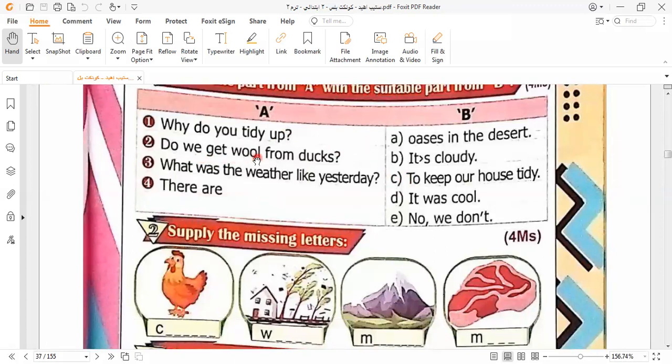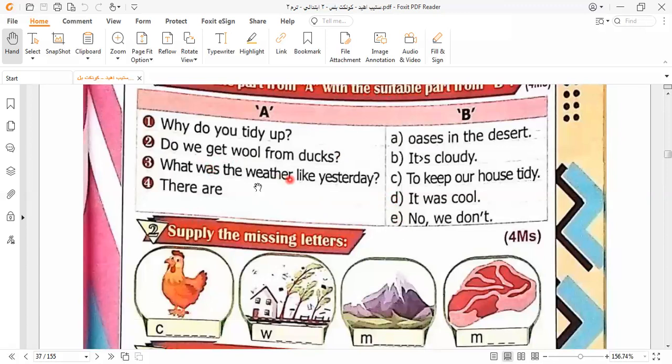Do we get wool from ducks? Can you think we get wool from ducks? Where do we get wool from? From sheep. So can we get wool from duck? No, we don't. So we select number E by number 2.